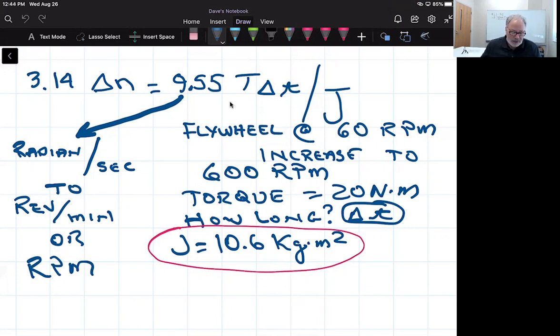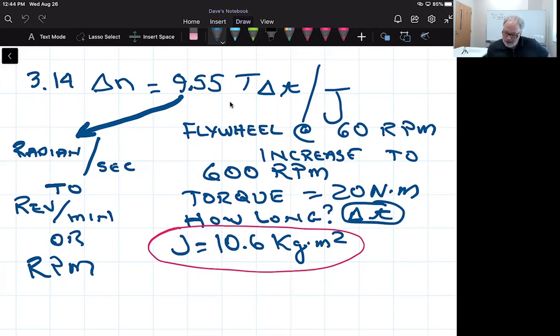The rate of change of speed depends upon a few things. One of them is the inertia. The greater the inertia, the less the change in speed, and also the torque. Now, I've written equation 3.14 up here for you. This is on page 57. And here again, here's this constant again.